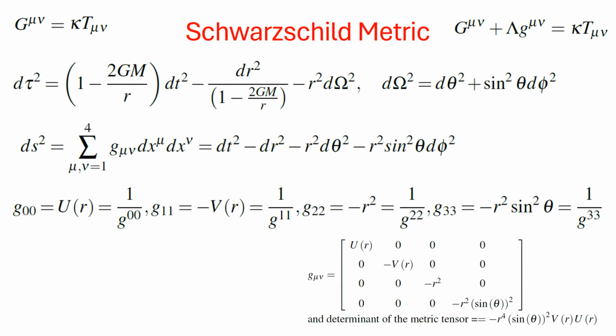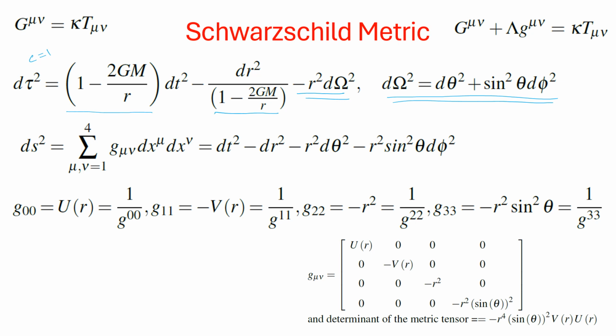Now the Schwarzschild metric is represented by 1 minus 2GM upon r. Here in this equation all the way we are considering c equal to 1, so c is not appearing here, minus dr squared upon the same bracket, it is appearing in the denominator, minus r squared d omega, where d omega has the meaning d theta squared plus sine squared theta d phi.